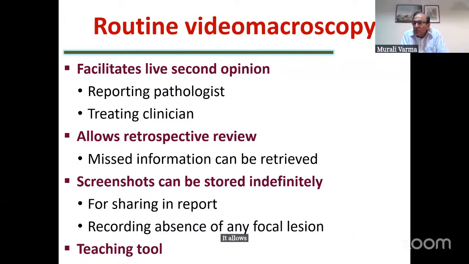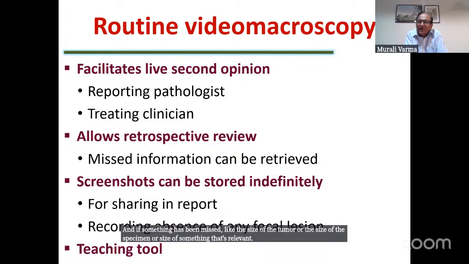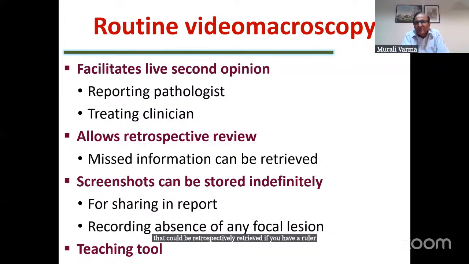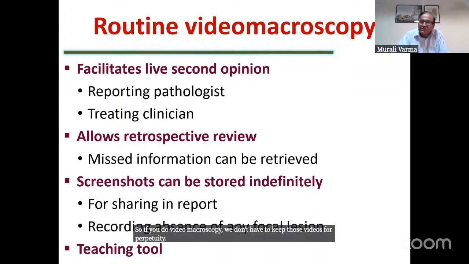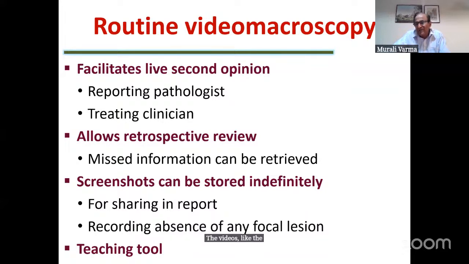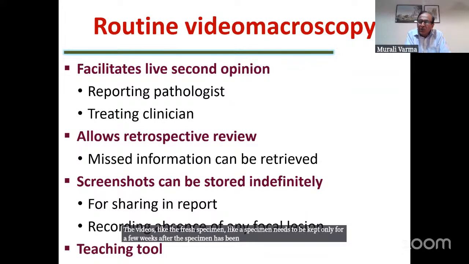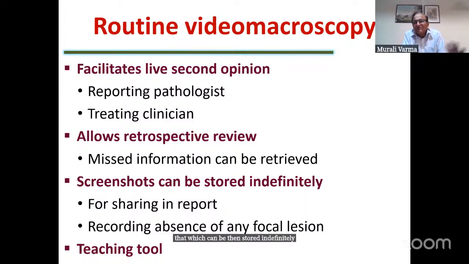It allows retrospective review. If we do video macroscopy and something has been missed, like the size of the tumor or the size of the specimen or something else that's relevant, that could be retrospectively retrieved if you have a ruler in the video. And then you could have screenshots. We don't have to keep those videos in perpetuity. The videos need to be kept only for a few weeks after the specimen has been reported. But the reporting pathologist has the option of taking screen grabs, which can then be stored indefinitely. You can put screenshots from the videos in a report if necessary, or use them for recording the absence of any focal lesion or whatever purposes.